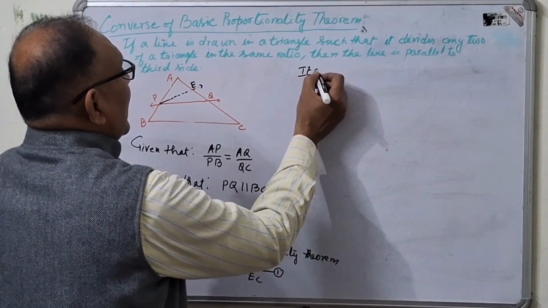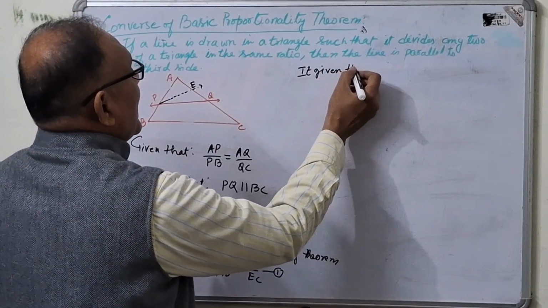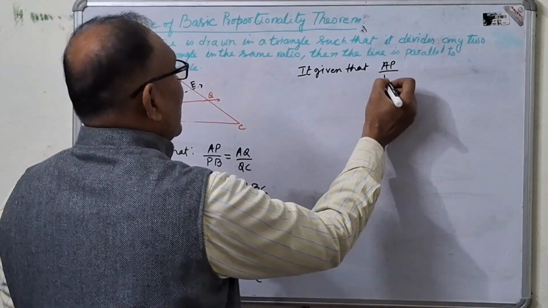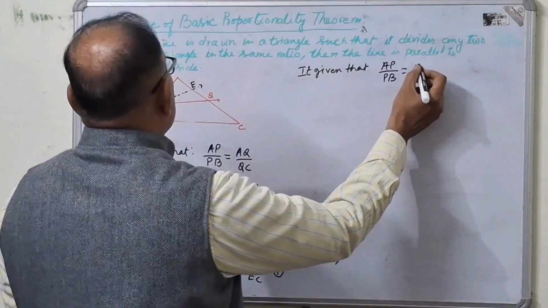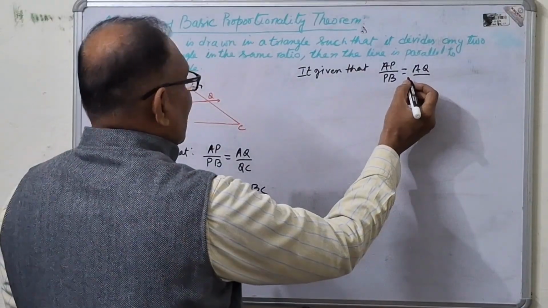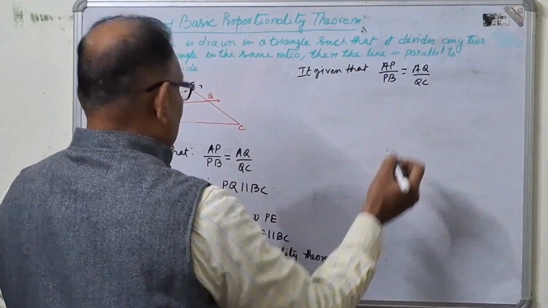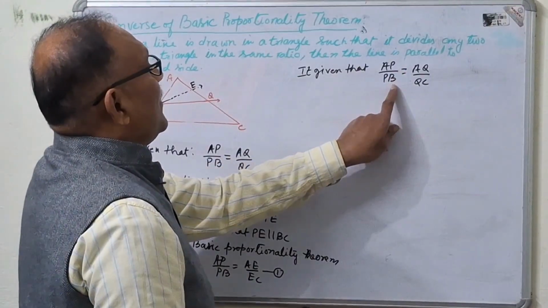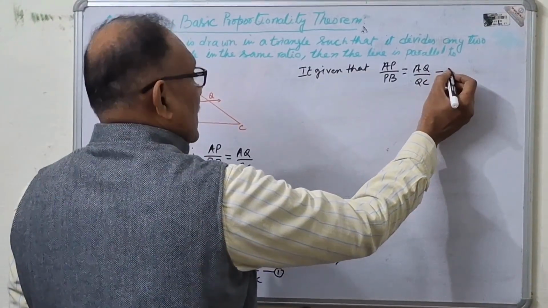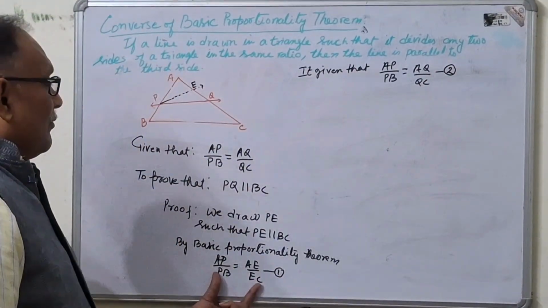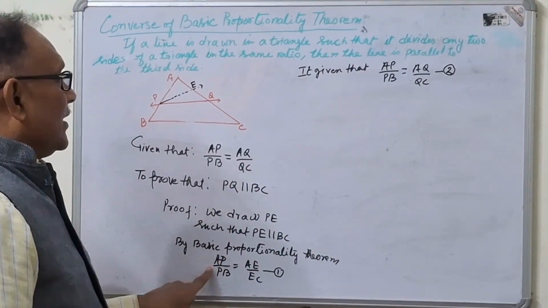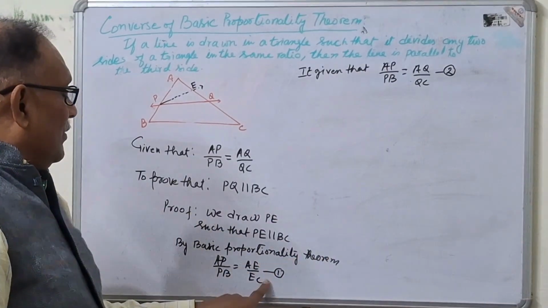Now it is given that AP upon PB is equal to AQ upon QC. Put it as equation 2. Now from equation 1 and equation 2, the left sides of both the equations are equal. So the right sides of the equations will be the same.